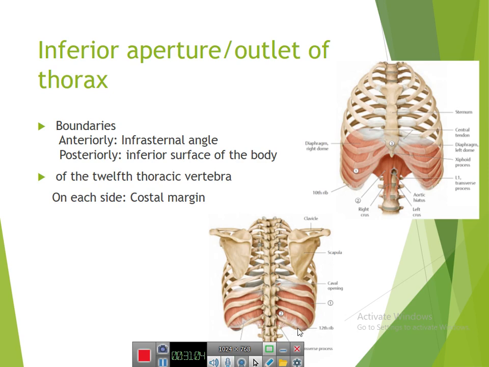As you can see here, in the posterior, the diaphragm is attached to the inferior surface of the body of the 12th vertebra. Here we have a right crus and left crus attached to the body of the 12th thoracic vertebra.